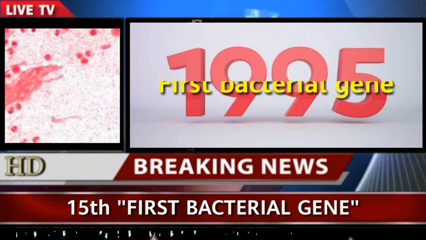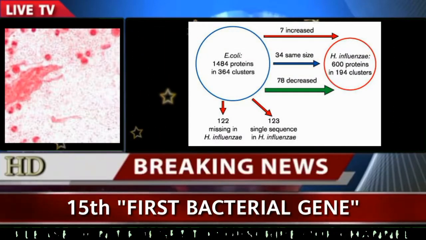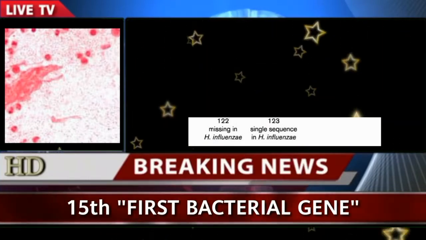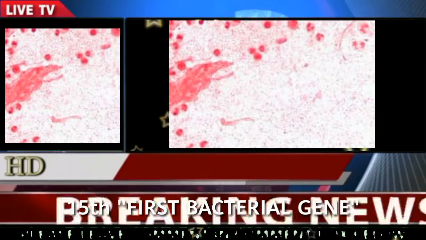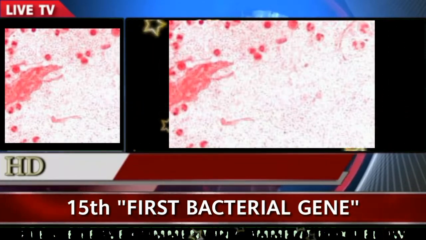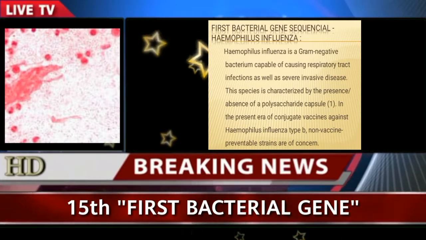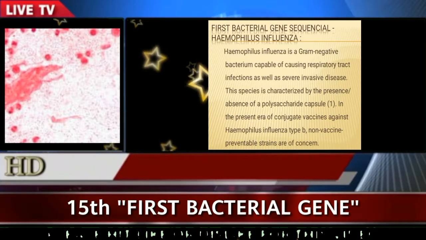First bacterial genome sequenced, Haemophilus influenzae. Haemophilus influenzae is a gram-negative bacterium capable of causing respiratory tract infections as well as severe invasive disease. This species is characterized by the presence or absence of a polysaccharide capsule. In the present era of conjugate vaccines against Haemophilus influenzae type B, non-vaccine preventable strains are of concern.